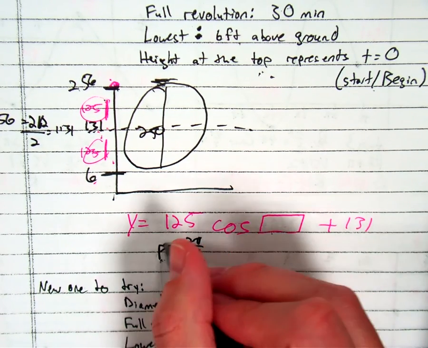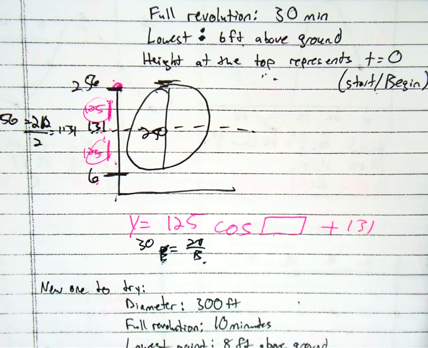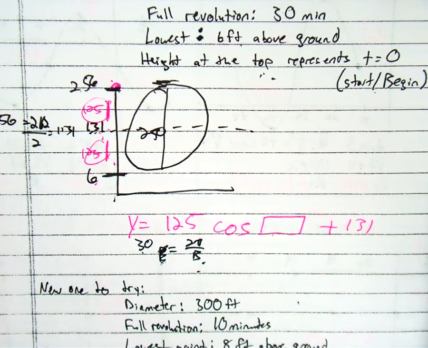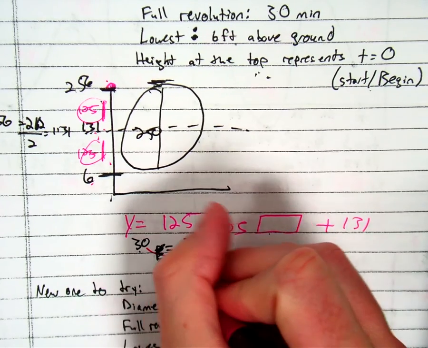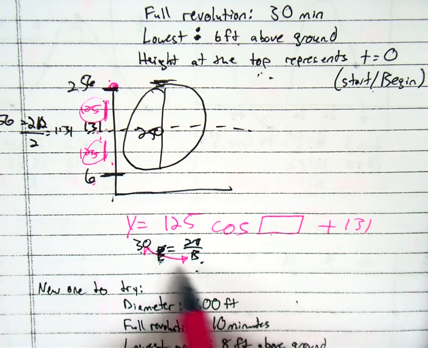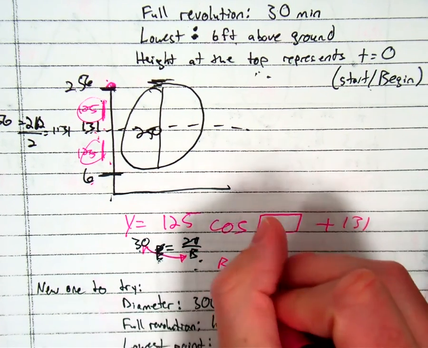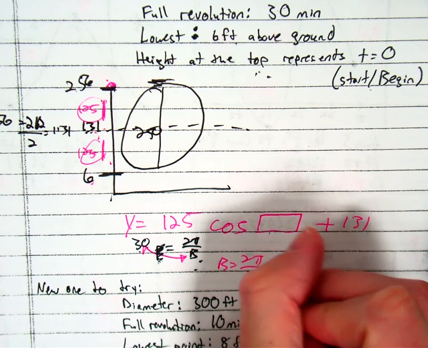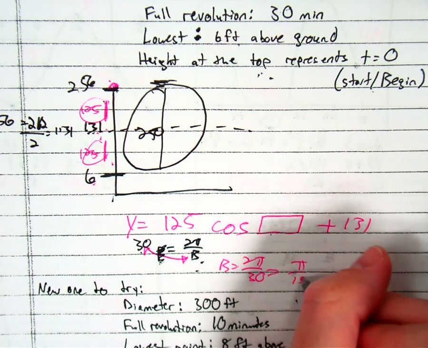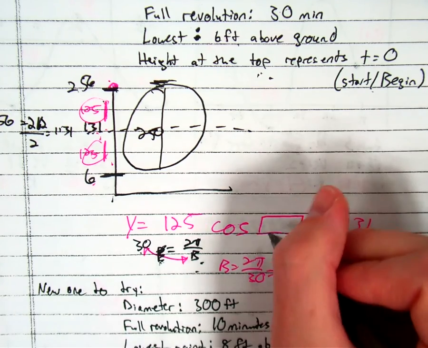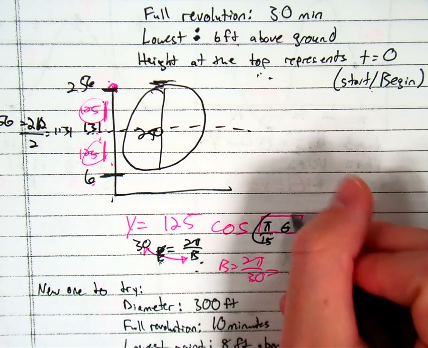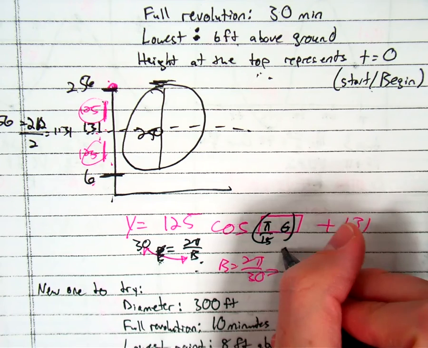I know what I want my period to be. I want that period to be 30 minutes. So 30 equals 2 pi over b. Let's solve for b. Okay. The b goes up, the 30 goes down. 2 pi over 30 would reduce to pi over 15, and that is your theta multiplier. So we're going to have pi over 15 times theta, like that.